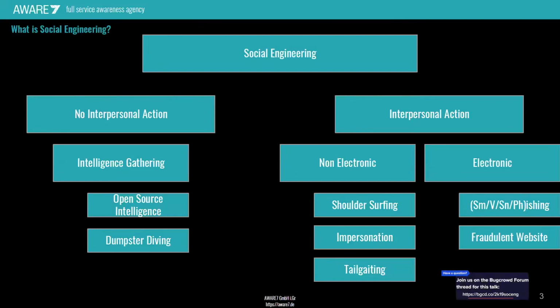We then have interpersonal action, and this is when we actually try to exploit our victims, which we also do in a non-electronic way. So this is basically for information exfiltration, for example, shoulder surfing on a plane or on a train, impersonation attacks and tailgating attacks. These are not really in the focus of this talk, and we have electronic interpersonal action, which is your classic smishing, phishing, and phishing attacks.